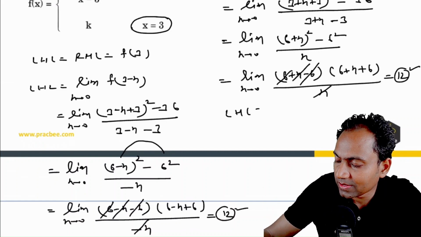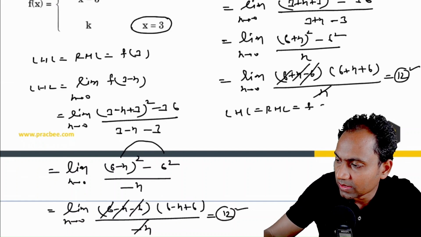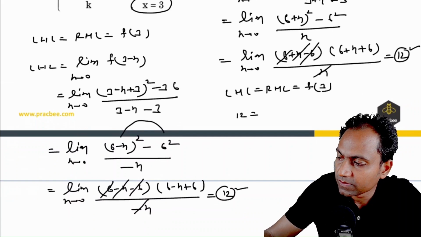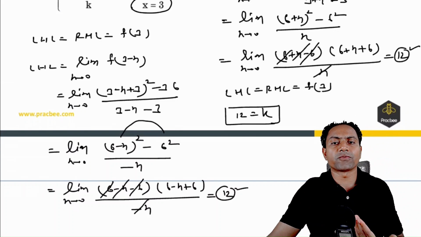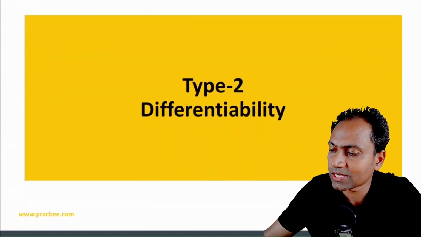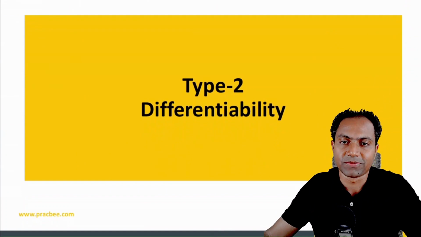So now we'll apply the condition LHL is equal to RHL is equal to the value of the function at that point. If I apply this condition, this comes out to be nothing but 12. The value at 3 comes out to be k. So the value of k comes out to be 12. Similar kind of question, but now in subjective form. If I move further, the next type of problem is nothing but based on differentiability.